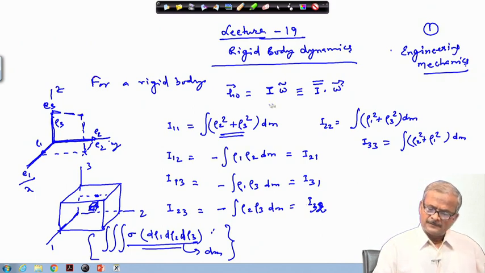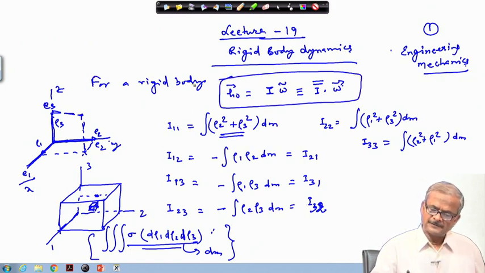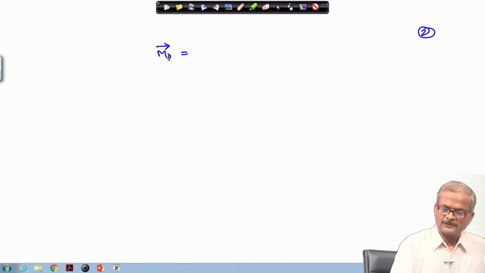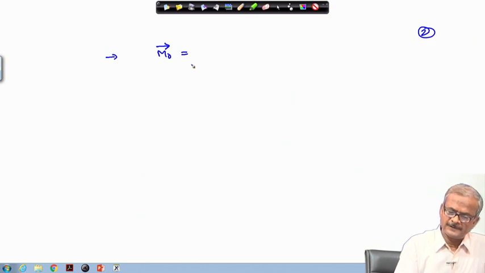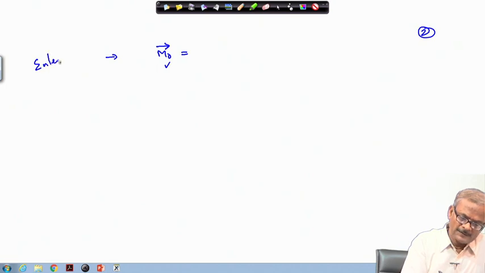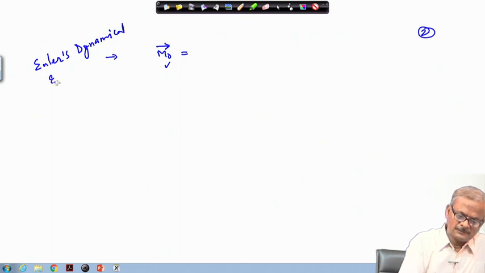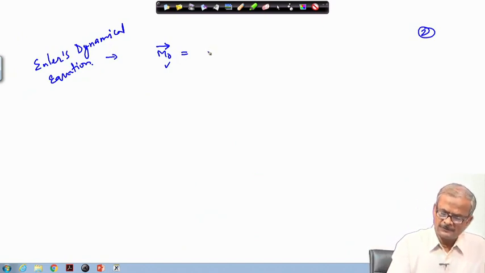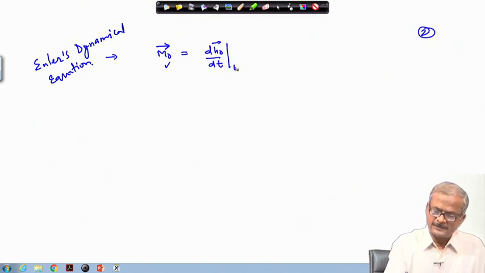So, this way we have got this equation, and from this equation we will be able to get the next part, which is your M 0, the moment equation. When we get this particular equation, it is called Euler's dynamical equation, or Euler's rigid body dynamics equation. So, M 0 we have written as dh 0 by dt, and this is with respect to the E frame.